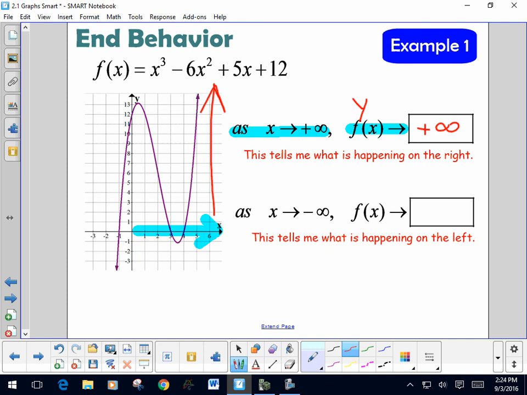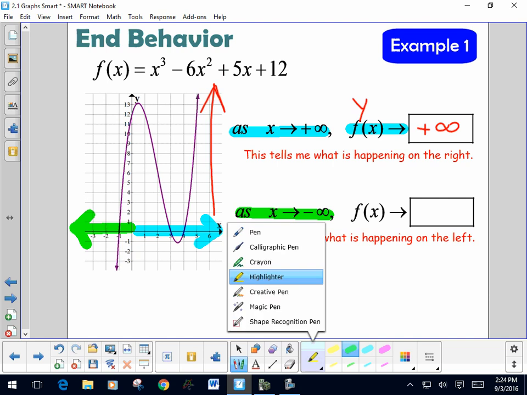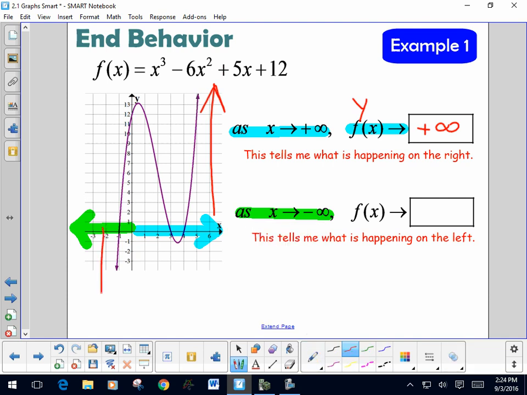For that second statement, it is talking about as x goes towards or approaches negative infinity. Well, x would be going to the left if it was going towards negative infinity. And in this case, what this function is doing, you might notice, is that it is going down very, very rapidly. So the y value, or the f of x, would be approaching negative infinity. It's going downward.